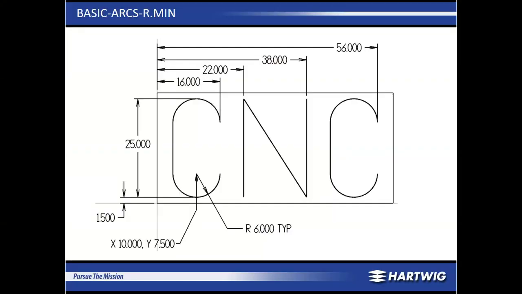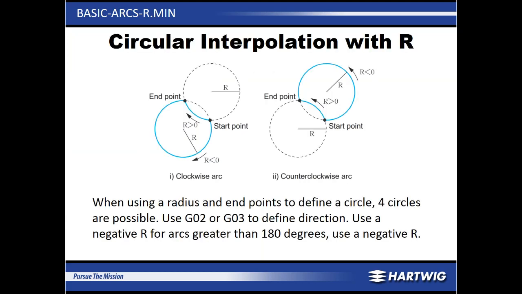So here's a blueprint of my part. The design of it, you know, the actual numbers are a little trivial, but the idea here is to get your head around using a G2 and G3 move. So one of the things that I'd like to point out is that we're going to be using circular interpolation, and there's two ways we can command our circular interpolation moves. One is to use an R command inside of our G2 line.